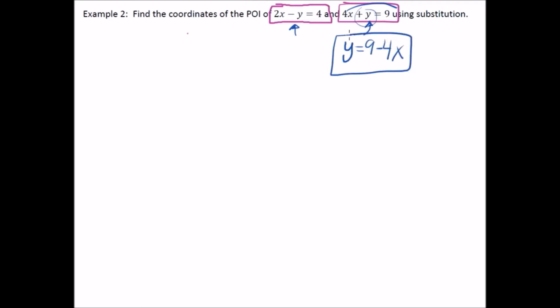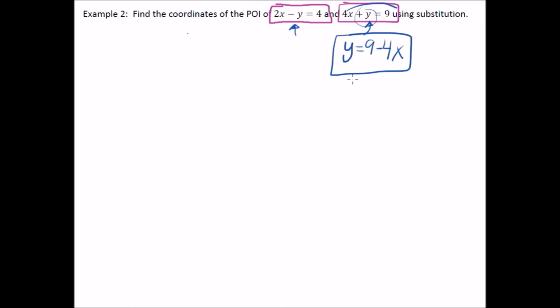Okay, example 2, find the coordinates of the point of intersection of these two equations. Okay, so immediately when I look at these two equations, I want to figure out which one's going to be the easiest to isolate. We have a negative y, so that's pretty easy to isolate, and we have a y, which is even easier. So I'm going to leave the y on this side, and I'm going to bring over that 4x, and we're going to get y equals 9, and then the 4x changes to negative 4x, and that's what we're going to deal with.